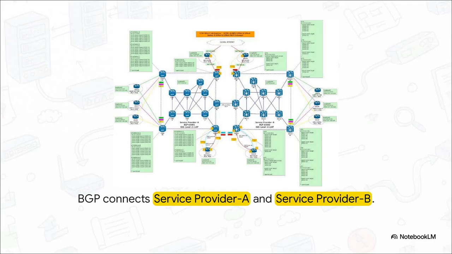Let's look at this diagram here. We've got two huge service providers. So how do they make sure that a customer on provider A can talk to a customer on provider B? You can see it right there in the middle. They use BGP to create that essential link, sharing routing info between their completely separate networks.